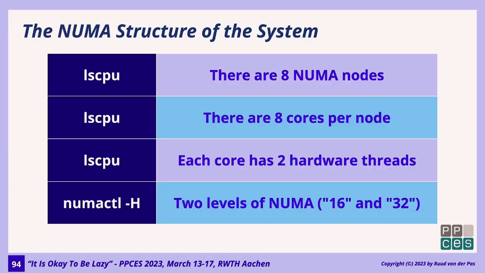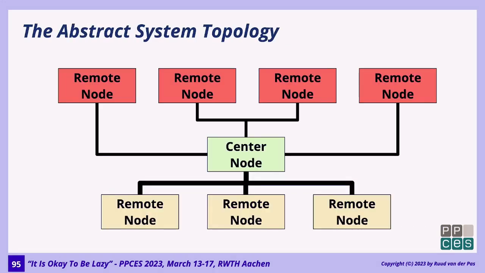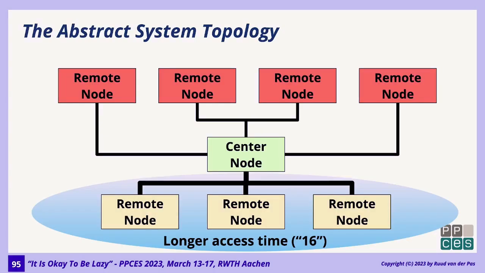So putting that all together, what we saw, lscpu gave us 8 NUMA nodes. We saw 8 cores per node. That was the 0 to 7. 2 columns, so we have 2 hardware threads. And we have 2 levels of NUMA. That's what numactl is giving us. So when you put that all together, this is what the system looks like. Seen from a center node, I have my remote nodes with an access time of 16, whatever that may be.